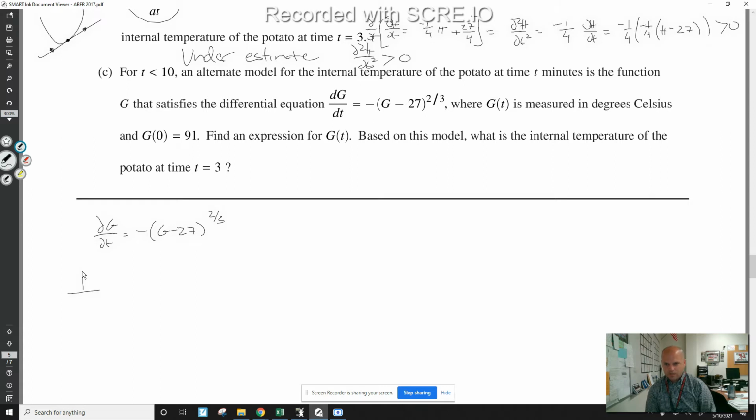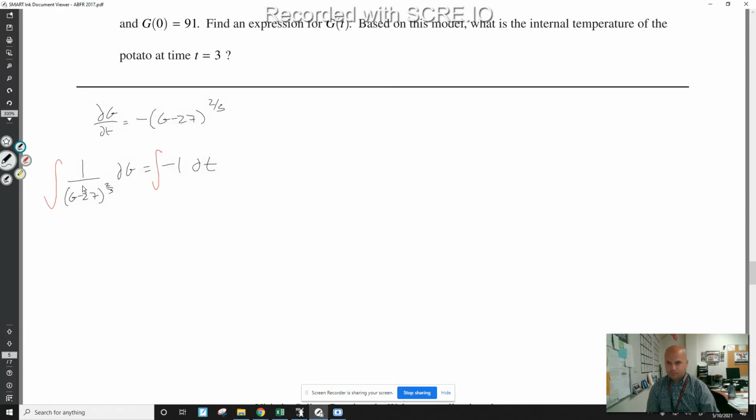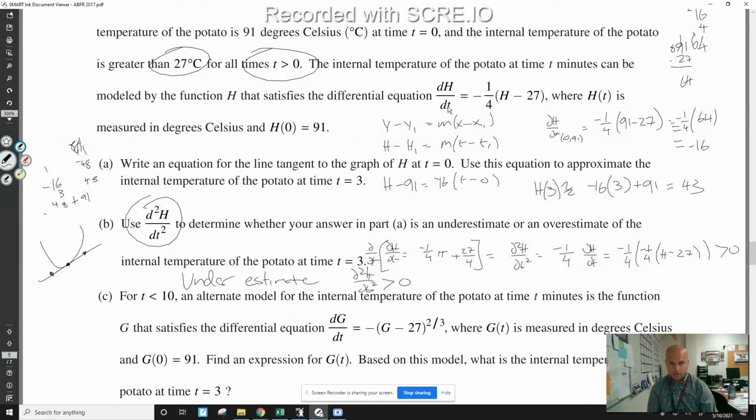I like keeping constants where they start out, just because I think it's easier with the antiderivative. I'm going to take the antiderivative right now. I'm going to do the same thing with the original one just to show you how you can, but it's not asked of you. They never asked you to solve this differential equation.